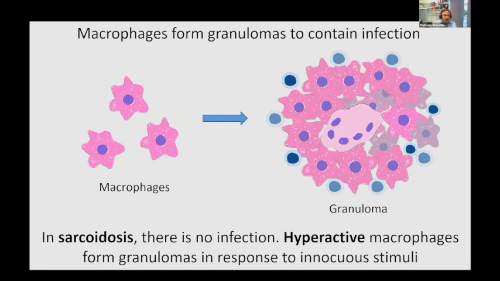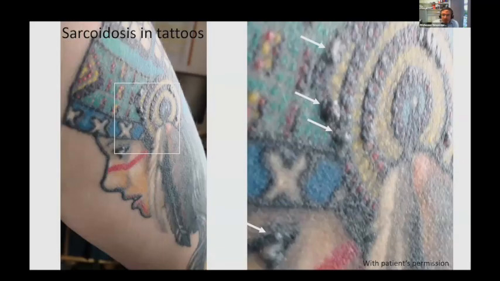And it's this hyper-responsiveness of these macrophages that leads to the formation of the granuloma. And there are various lines of evidence supporting that, which I don't have time to tell you about this morning, but I'll show you one well-recognized clinical example of how these cells are hyperactive and either respond to no stimuli or innocuous stimuli. And that's the presence of skin sarcoidosis in tattooed skin.